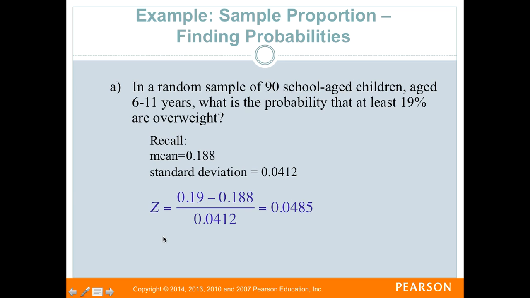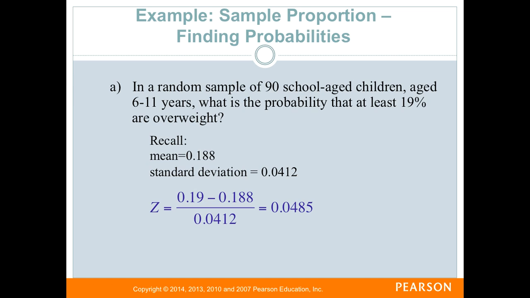So again, we calculate the z-score just like we did before. We take what we're interested in, which is our 0.19. You always want to make sure that you're putting the percents as decimals. You subtract the mean of 0.188 and divide by the standard deviation. And make sure if you're putting this in your calculator all at once, put parentheses around your numerator. And you should get 0.0485.